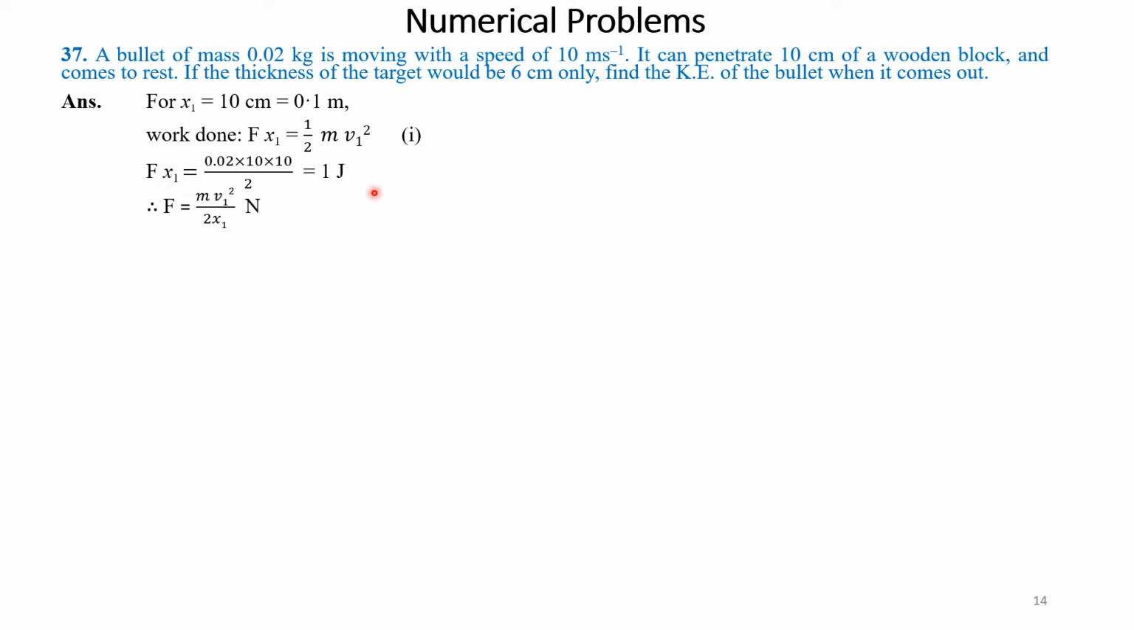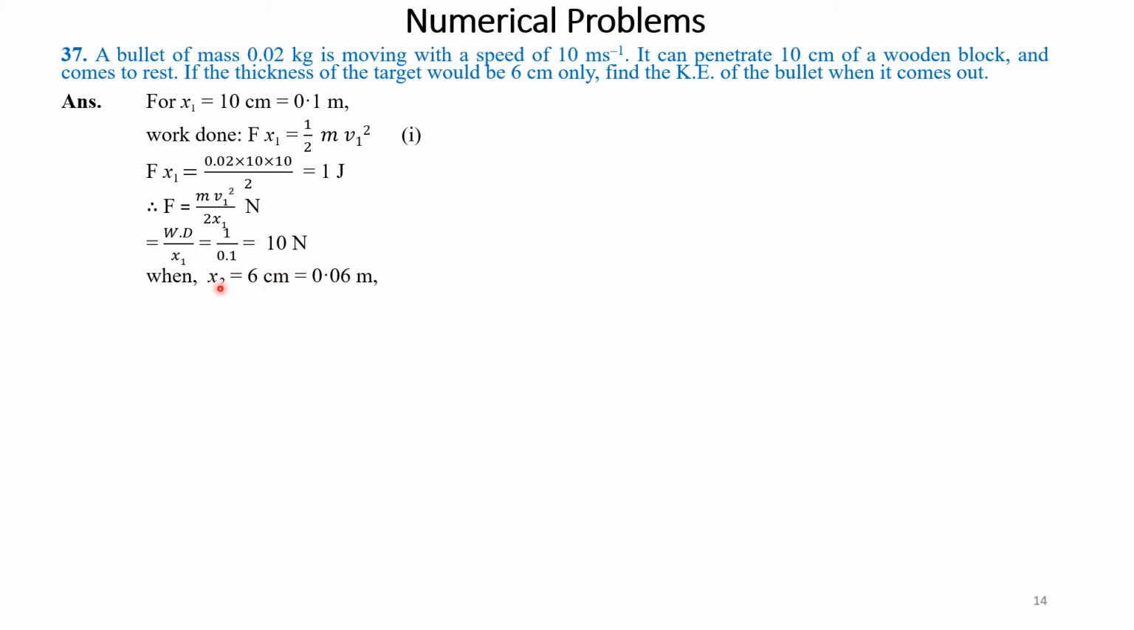Now we will calculate the force. Therefore, force is given by m v1 square by 2 into x1. We already know the value of m into v1 square divided by 2 as 1 joule, so 1 joule by x1. Therefore, force is work done by displacement, that is equal to 1 divided by 0.1 meters, that we have found in the first equation, that is equal to 10 newtons. So therefore force is 10 newtons.